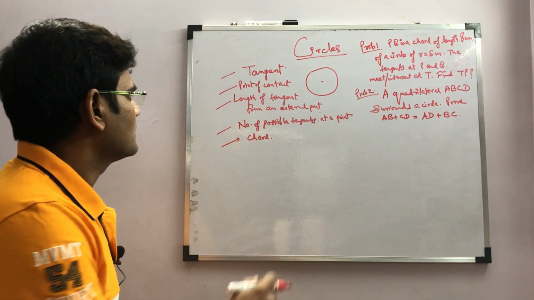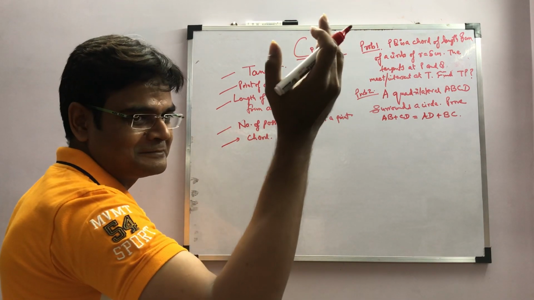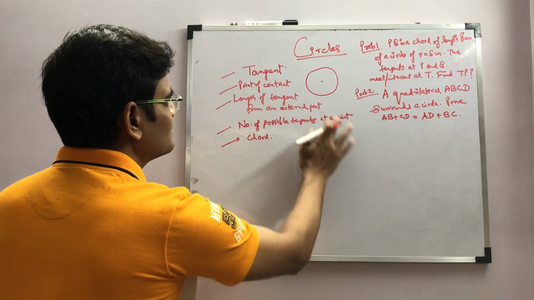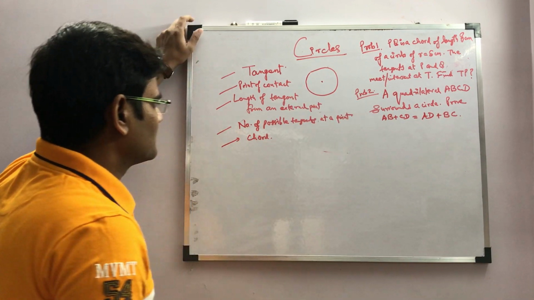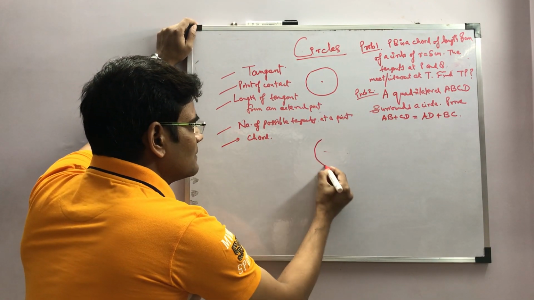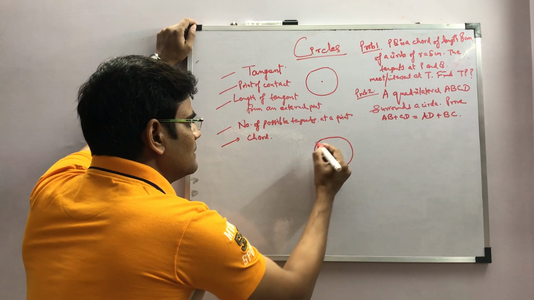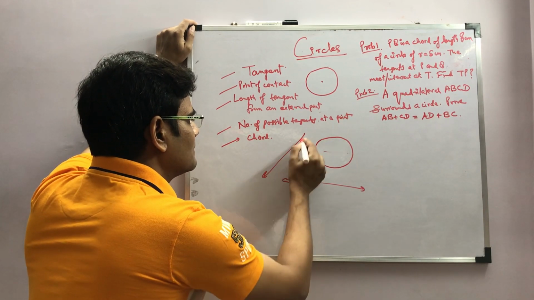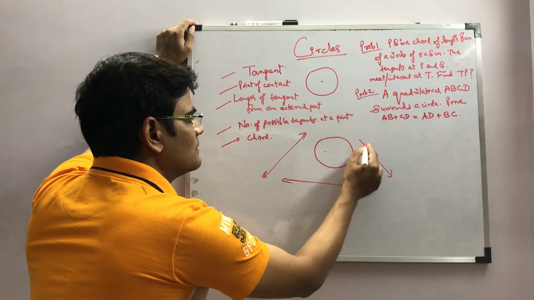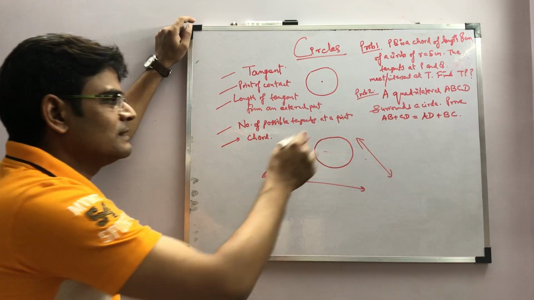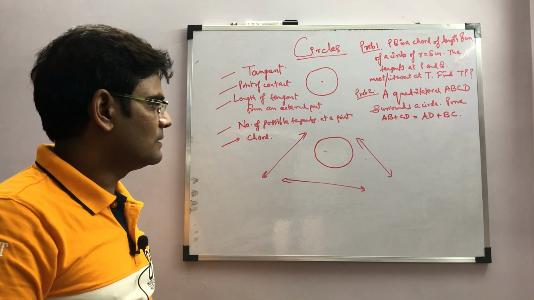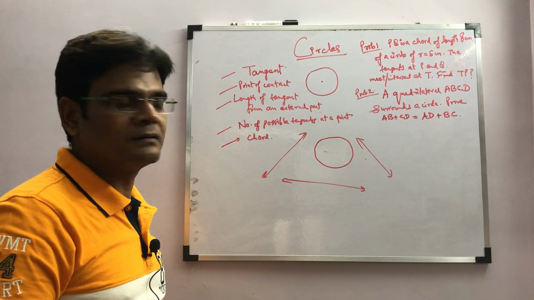So a circle is a circle. Okay, a circle has a radius. Now you can see this is a circle. What's a tangent? See, these are lines. This is a line, this is a line, this is a line, so many lines. But none of these lines are touching the circle.